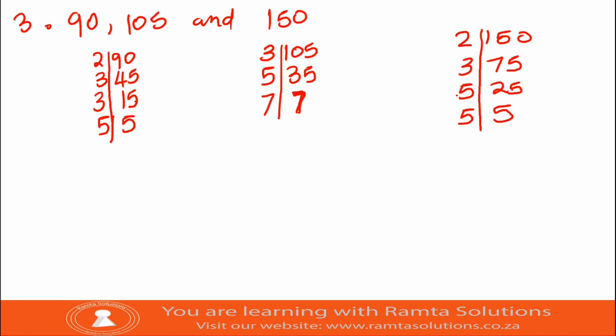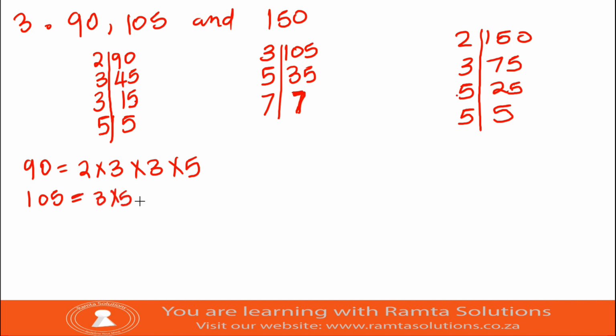Now, the product of prime numbers will be, for 90, 2 times 3 times 3 times 5. For 105, we have 3 times 5 times 7. For 150, we have 2 times 3 times 5 times 5.